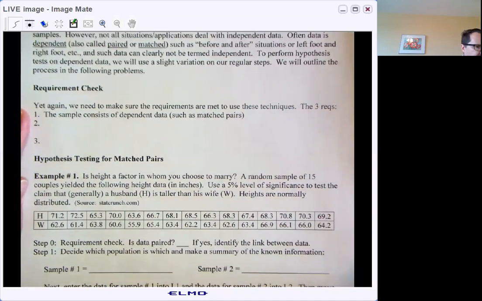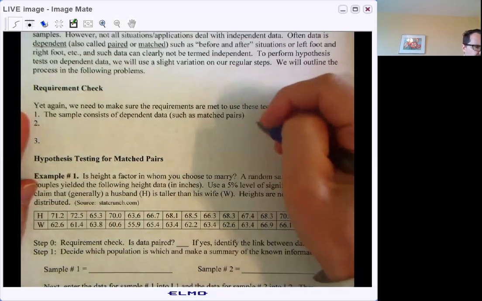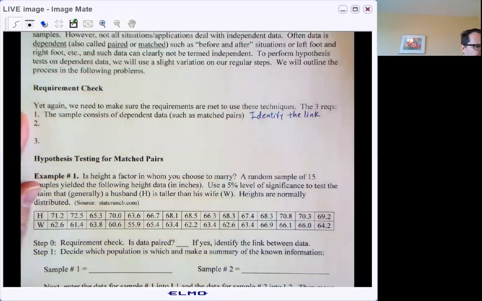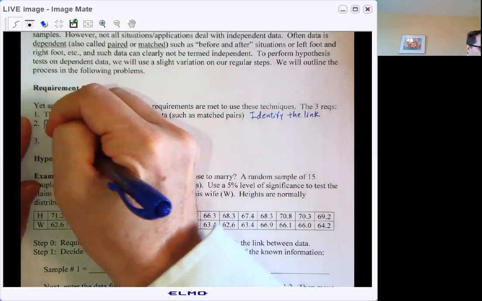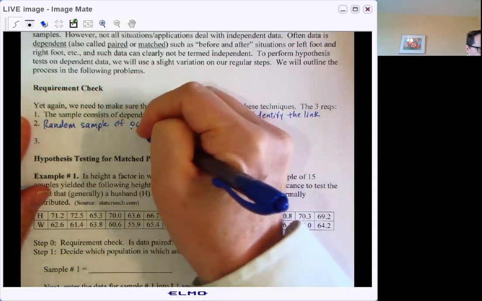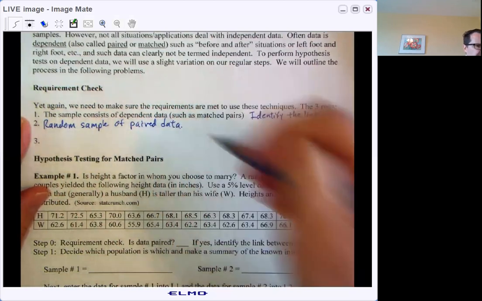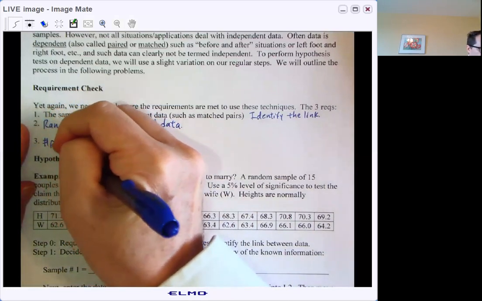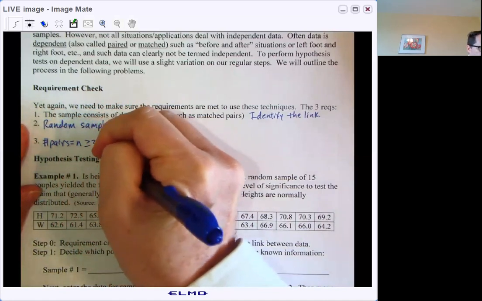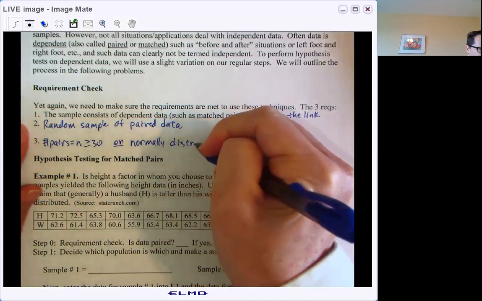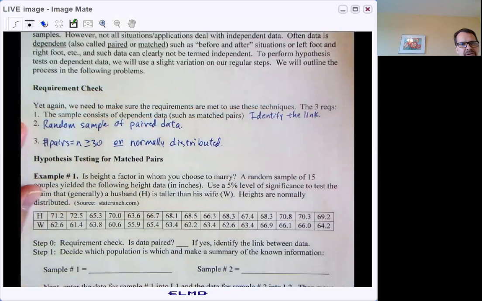So we want to check our requirements. We want to check to make sure that the data is dependent, and I'm going to ask that you identify the link between corresponding data values. Number two, as always, we need a random sample, but since our data is paired, a random sample of paired data. And finally, since we're dealing with quantitative data here, we need the number of pairs, which is n, to be greater than or equal to 30, or normally distributed. All right, so we can do hypothesis tests and confidence intervals for these matched pair data.